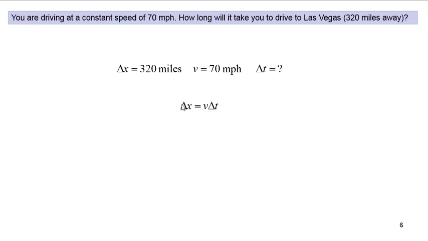And now we just plug in the numbers and chug through the math, and we find that our time is 4.57 hours. How do I know that that's the time? Or how do I know the units are hours? That's because my velocity was miles per hour. So my time unit here is in hours.